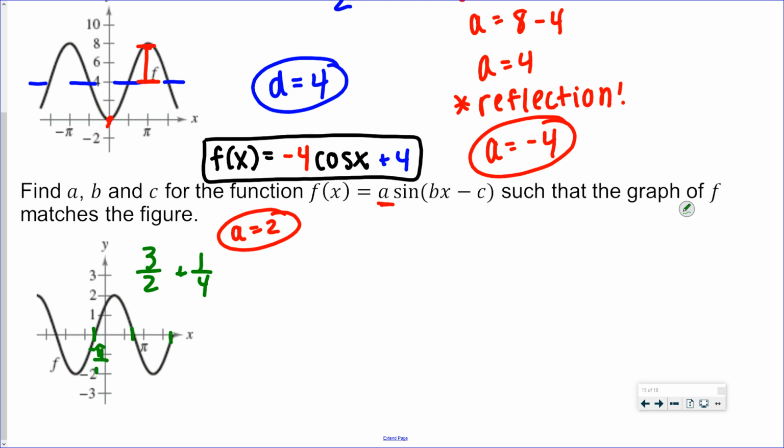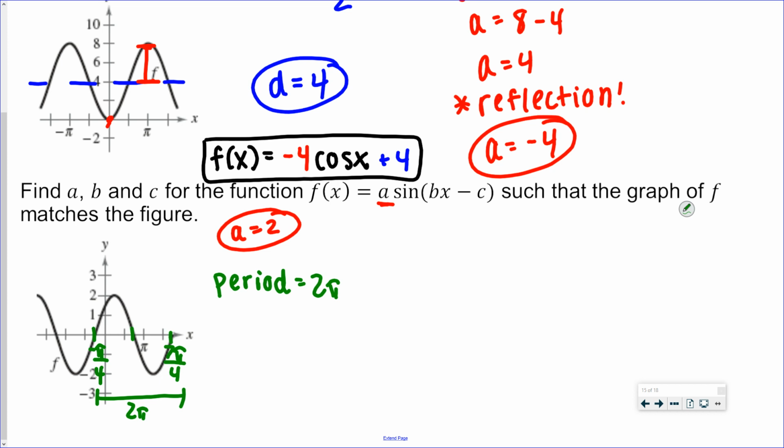Okay, so it's starting at negative pi over 4. Now, Ashton, you said this perfectly. So what's the actual period here? What's the length? 2 pi. 2 pi. All right. The period is 2 pi.